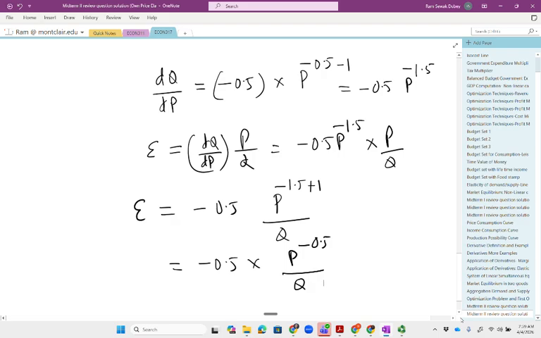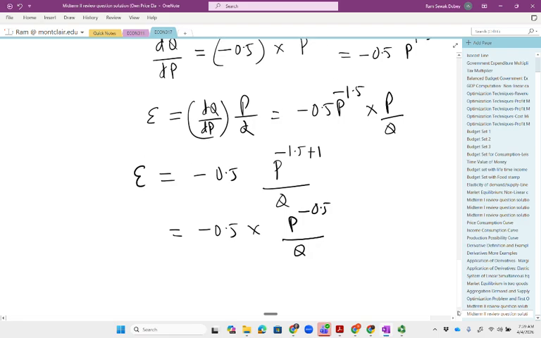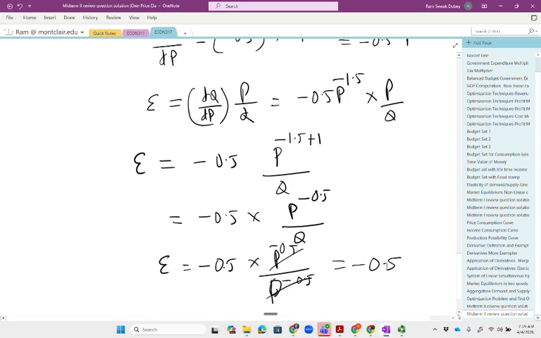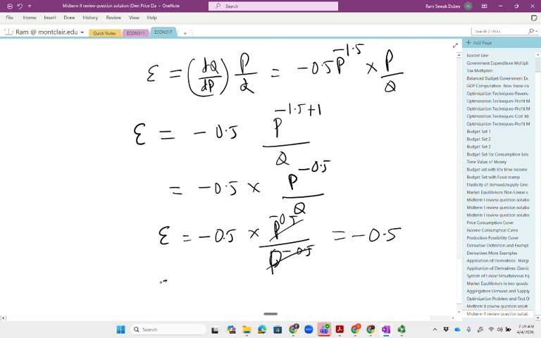And if you go back to look at the expression for the demand function, that is exactly q equal to p to the power negative 0.5. So I can plug that in. So I have negative 0.5 here, p to the power minus 0.5 over q, which is also p to the power minus 0.5. So these two terms cancel out. What I have is negative 0.5. So the elasticity I have obtained is negative 0.5.